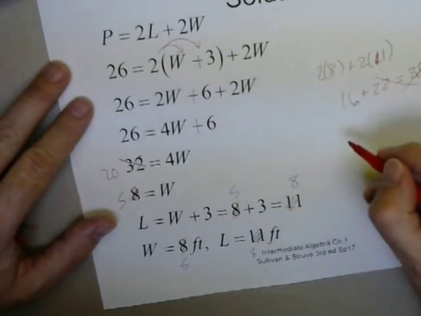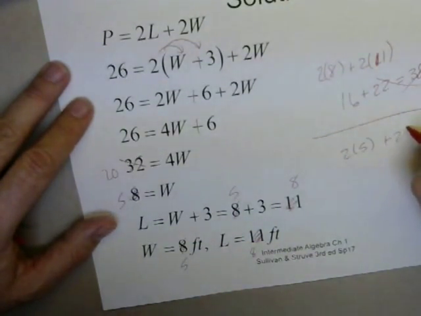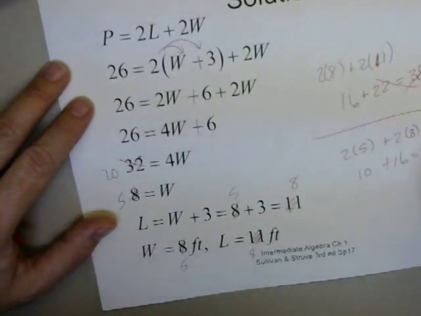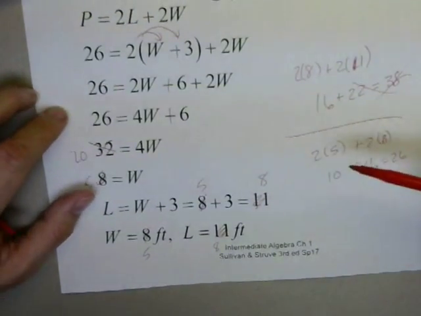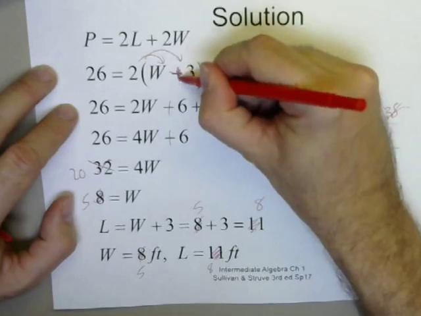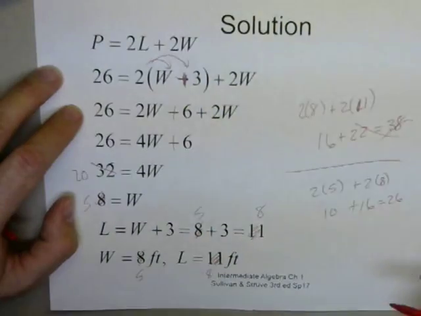But if you use 5 and 8, I think that does work out. So 2 times 5 plus 2 times 8 gives you 10 plus 16, which is 26. So it's always a good idea to check your answer, because it's possible to make silly mistakes like that. So sorry about that one. There should have been a plus 3, because the length is 3 more than the width, not 3 less.